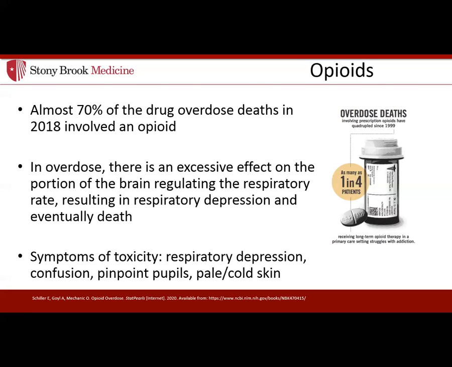The opioid epidemic has evolved rapidly in recent years, and almost 70% of the drug overdose deaths in 2018 involved an opioid. In overdose, there is an excessive effect on the portion of the brain regulating the respiratory rate, resulting in respiratory depression and eventual death. Symptoms of opioid toxicity include respiratory depression, confusion, pinpoint pupils, and pale and cold skin. So if a patient is presenting unconscious and has these kinds of symptoms, you might lean towards suspecting an opioid overdose.